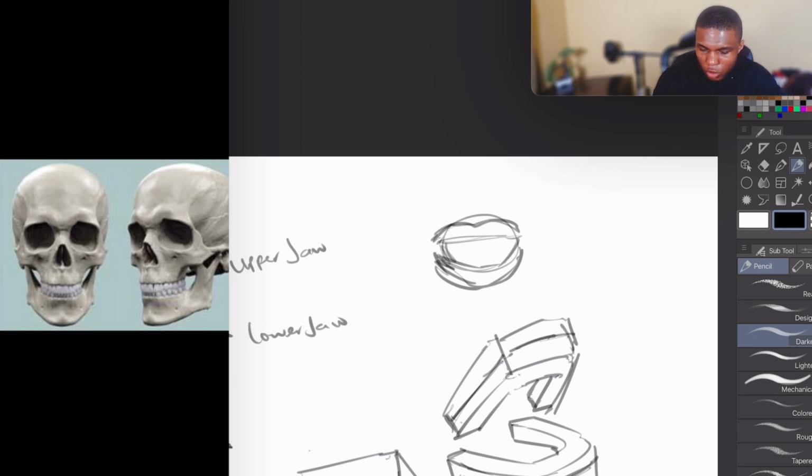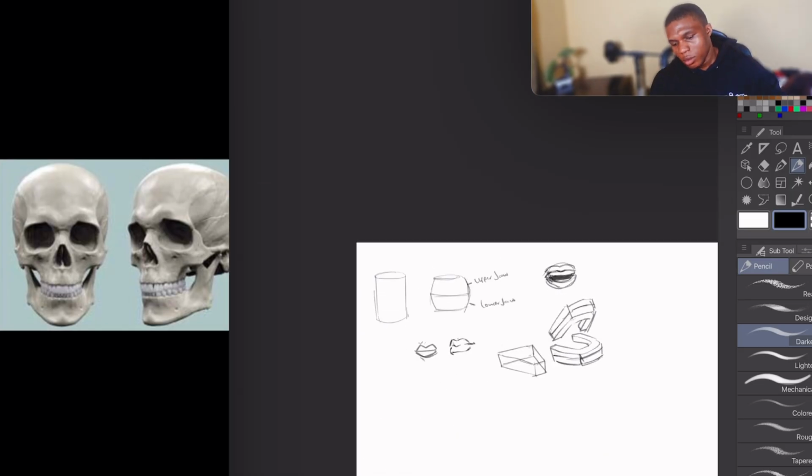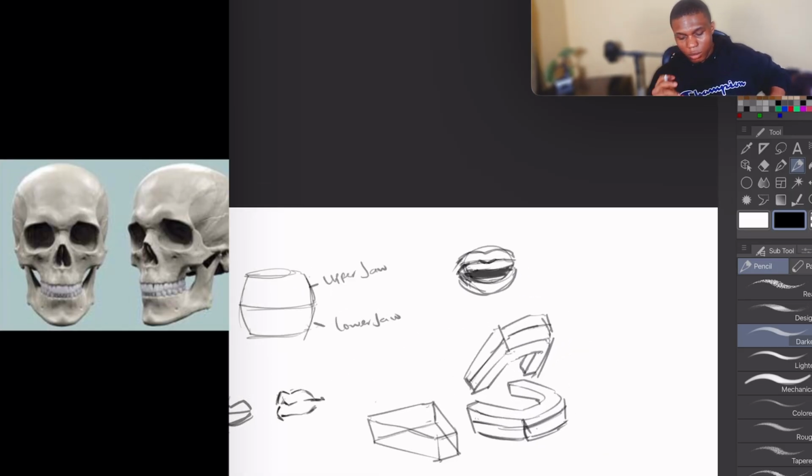When you are drawing the teeth, just like I talked about with the mouth, you don't need to draw every single premolar, molar, and incisor. Sometimes you just need to draw the shape of the teeth, and you're good to go. Something like this. I hope that makes sense. Yeah, that's it with the teeth.